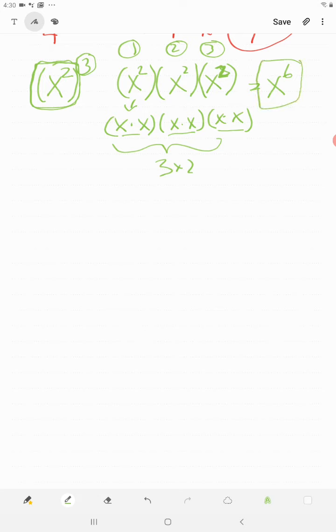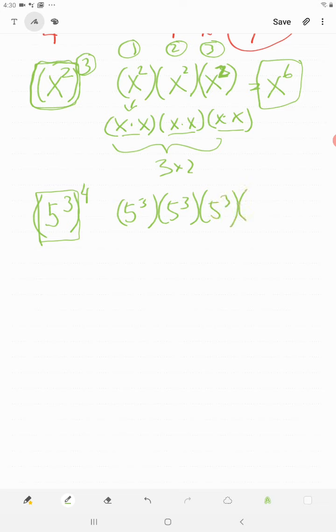Let's do another example. Let's do 5 to the 3rd power raised to, let's say, the 4th power. That means there's 4 of these 5 to the 3rd. So let's write it. 5 to the 3rd times 5 to the 3rd times 5 to the 3rd times 5 to the 3rd.